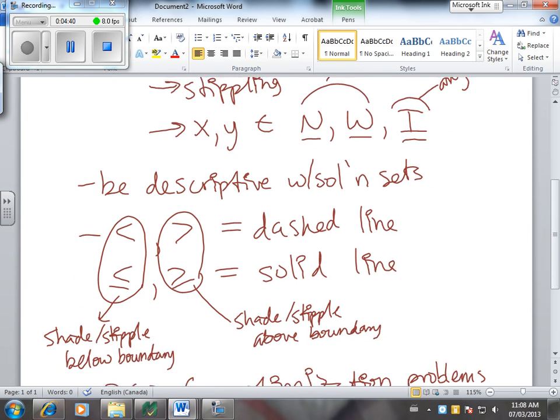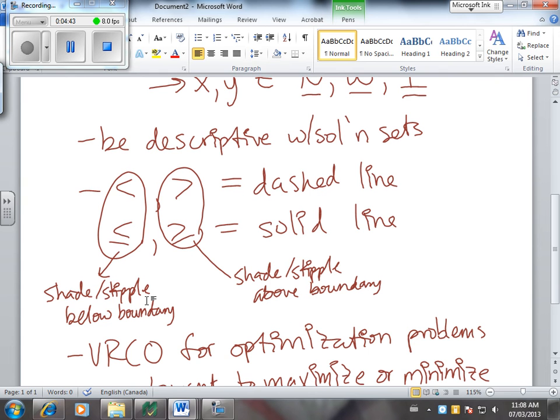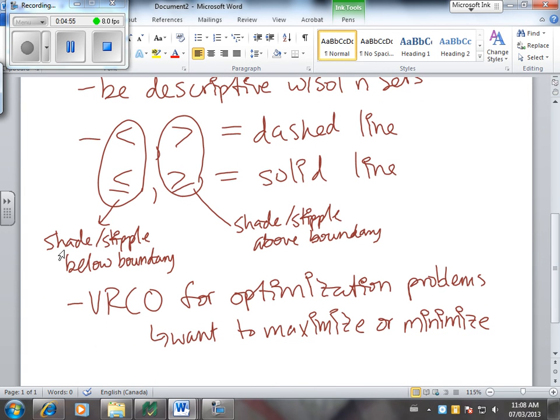Be descriptive with your solution sets. Go look at the keys for worksheet 6.1 and 6.2. I think maybe just worksheet 6.2. And that's how I want a solution set described. When you're looking at your inequalities, if you have a less than or greater than, you use a dashed line.